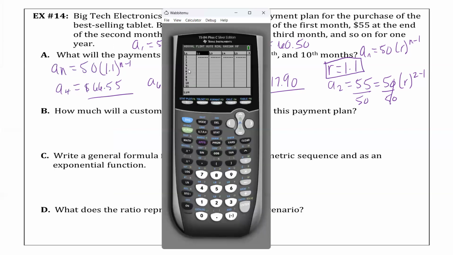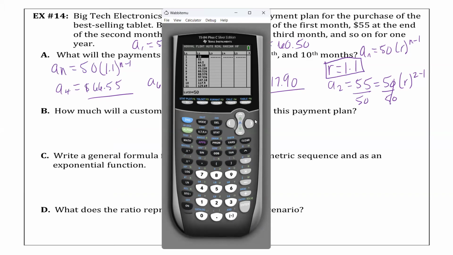So these are the values of my n. So what I'm putting in is my formula here. We have 50 times 1.1 to the, but it's going to be L1 minus 1. So I'm going to hit second 1 minus 1. And I'm going to hit enter, and it's going to find all those values for me. So it's going to go, okay, cool. Here you go. Here's all the values.